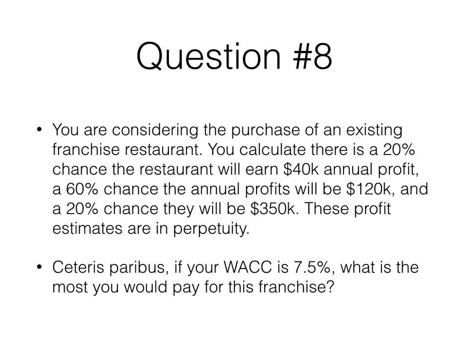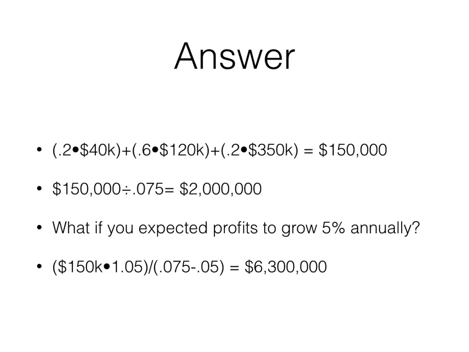We're not going to do any growth on this; we're going to consider these profits constant through time. What if your weighted average cost of capital is 7.5%? What is the most you'd be willing to pay for this franchise? Again, we want to take the expected value of the profits each year, so a 20% chance of $40,000 plus a 60% chance of $120,000 plus a 20% chance of $350,000. Our expected profit each year from this restaurant is $150,000. We take the $150,000 divided by our weighted average cost of capital, and this franchise is worth $2 million to us.